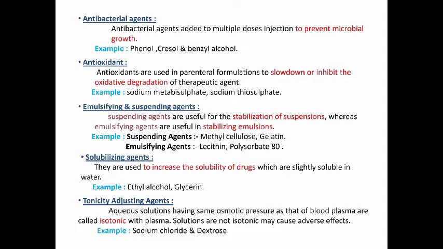Example, ethyl alcohol, glycerin. Tonicity adjusting agent. Aqueous solutions having the same osmotic pressure as that of the blood plasma are called isotonic with plasma. Solutions that are not isotonic may cause adverse effects. Example, sodium chloride and dextrose.